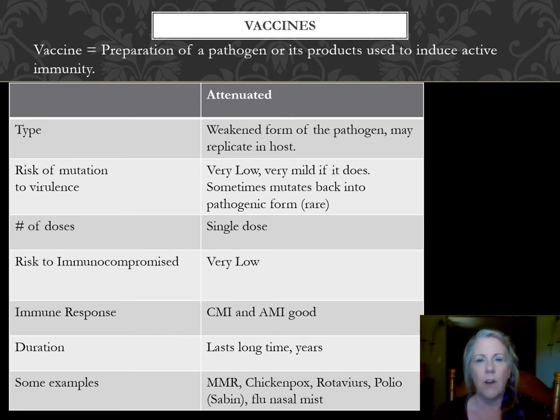Now, virulent microbes are not used in vaccines because they cause disease. What scientists can do is reduce that virulence. They reduce the virulence so that although it's still active, a pathogen is less likely to cause disease. The process of reducing that virulence is called attenuation.